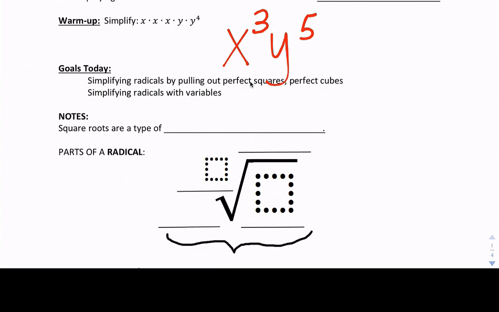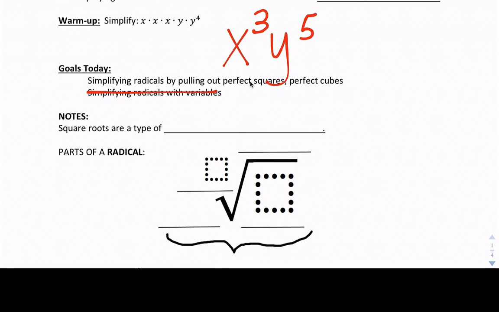We have a few goals today. Simplifying radicals by pulling out perfect squares and perfect cubes. We're also going to look at simplifying radicals with a coefficient and with a denominator. So several types of problems we're going to see in today's lesson.